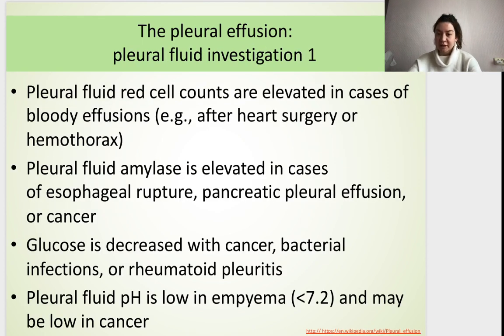Pleural fluid investigation. Pleural fluid red cell counts are elevated in cases of bloody effusions, especially after heart surgery or hemothorax, for example, due to trauma. Pleural fluid amylase is elevated in cases of esophageal rupture, pancreatic pleural effusion, or cancer. Glucose is decreased with cancer, bacterial infections, or rheumatoid pleuritis. Pleural fluid pH is low in empyema, less than 7.2, and may be low in cancer.